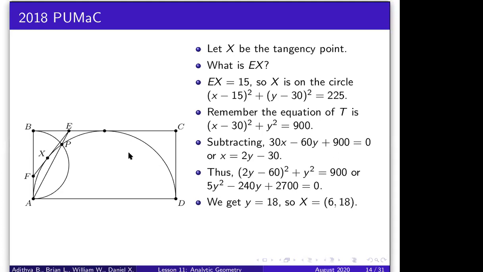But note that the y equals 30 point is actually this tangency point here. So the coordinates of X are actually 6, 18. So the y coordinate is 18. And to find the x coordinate, we would do 2 times 18 minus 30. So X is 6, 18.